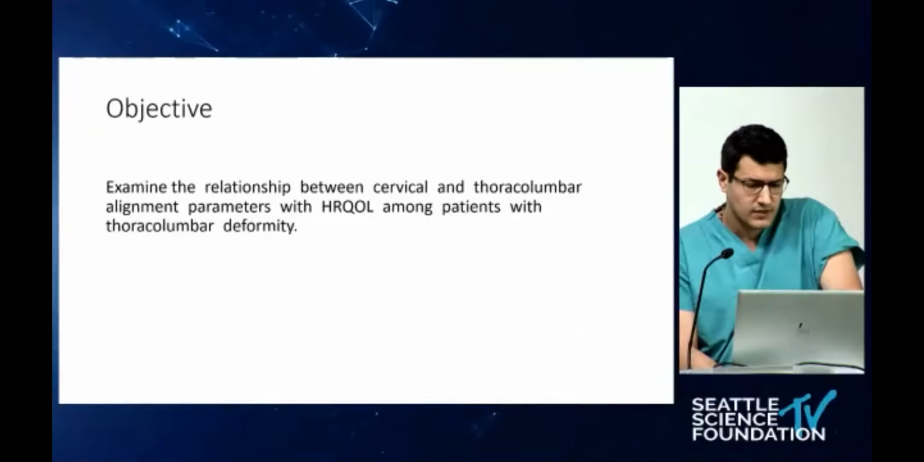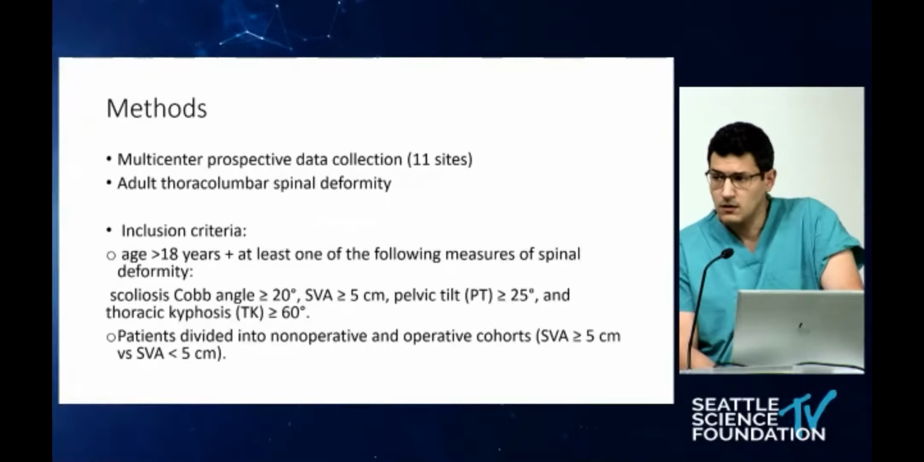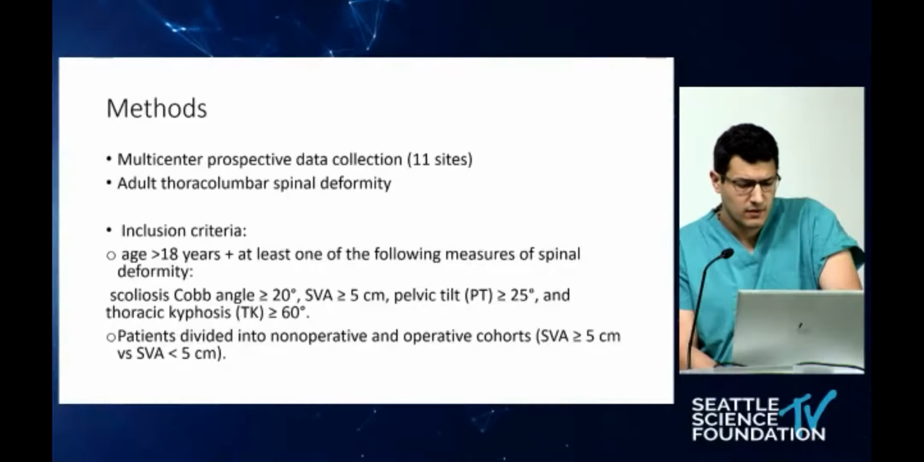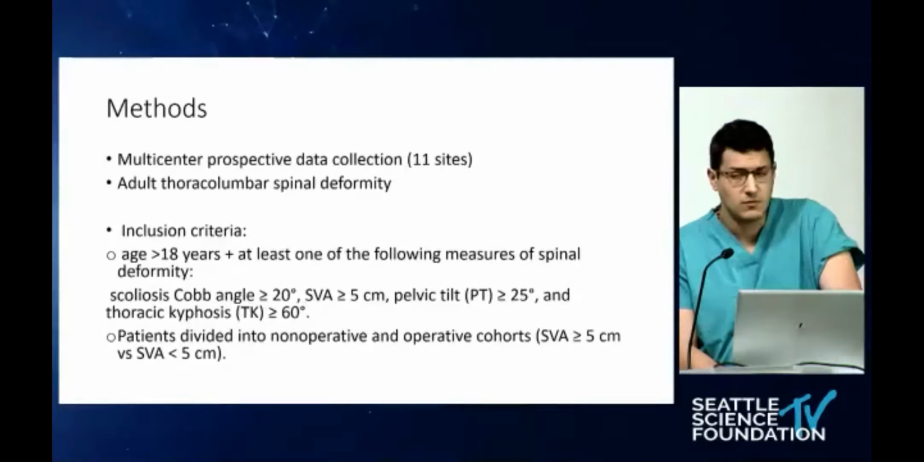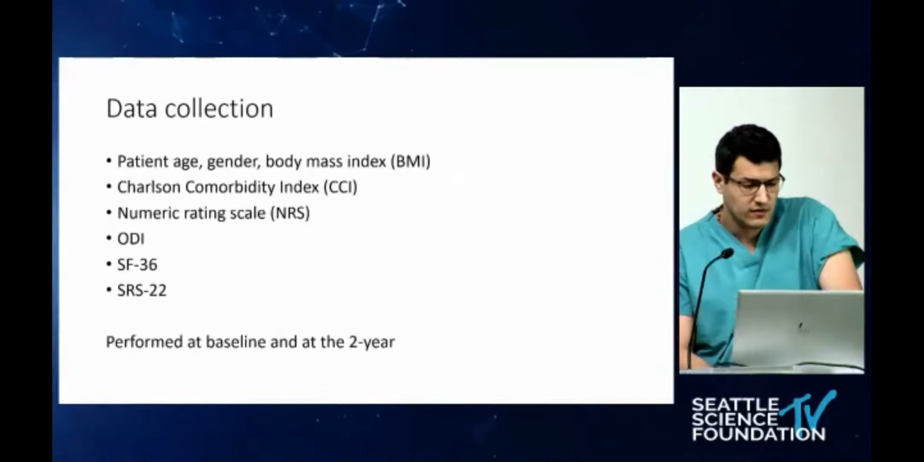So the objective of this study was to examine the relationship between cervical and thoracolumbar alignment parameters with the quality of life among patients with thoracolumbar deformities. It was conducted throughout 11 sites, taking only adult thoracolumbar spine deformity patients with at least one spinal deformity measurement, such as Cobb angle, SVA more than 5, PT more than 25, or thoracic kyphosis more than 60. Patients were then categorized later on for analysis between SVA more than 5 and less than 5 centimeters.